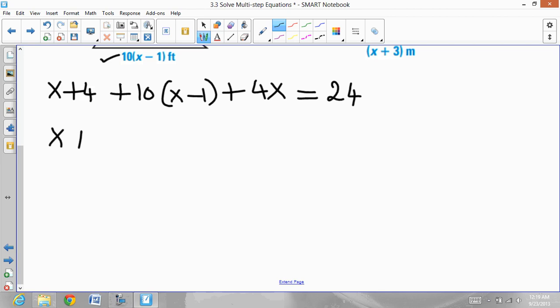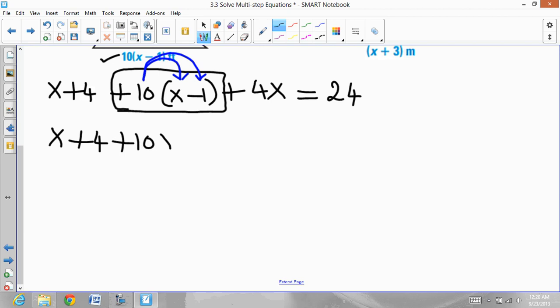You got x plus 4, and now if I look over here, I have got a distributive property. So x plus 4, there is nothing I can do. But here I have a distributive property. So let's take care of the distributive property. So positive 10 multiplies x, positive 10 multiplies negative 1. So positive 10 times x gives you positive 10x. Positive 10 times negative 1 gives you a negative 10 plus 4x equals 24.